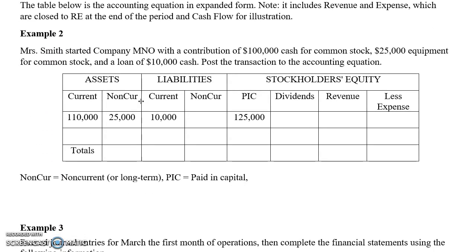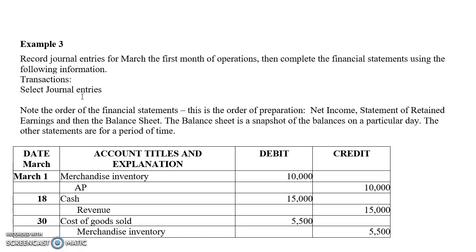I'm going to skip number 2. Please look at example 2. Please read it. It shows you the accounting equation. I'm going to example 3. Record journal entries for March, the first month of operations, and then complete the financial statements using the following information. So we're fixing to get right into it here in chapter 2, okay?